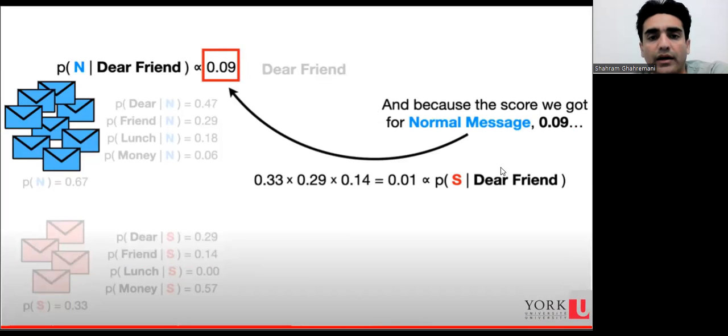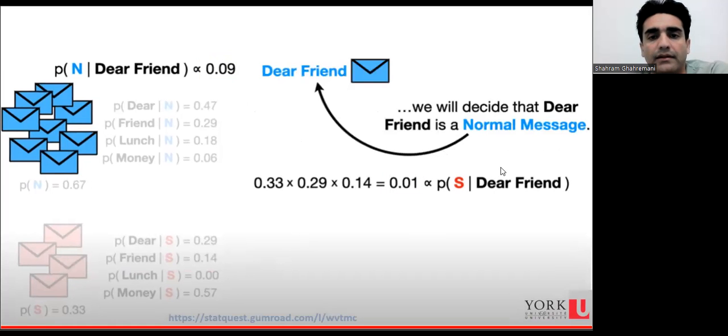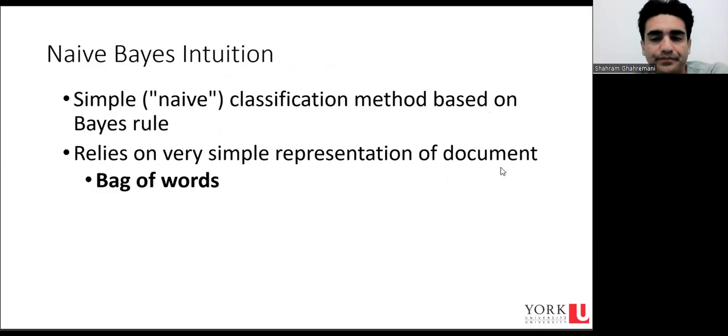And because the score we got for normal message, 0.09, is greater than the score we got for spam, 0.01, we will decide that dear friend is a normal message. So Naïve Bayes is a simple classification method based on Bayes' rule, which in the previous example we saw how it works, and we will explain more in the future slides.